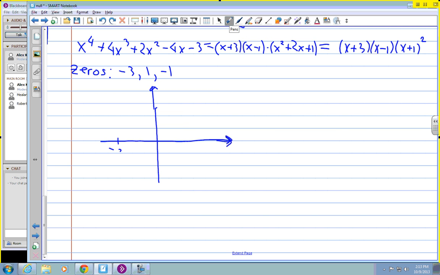So we had negative 3, negative 1, and 1. So the graph looks like that. It goes through negative 3 and positive 1, and it bounces off negative 1 because of that multiplicity. How about that? Is that okay? Because again, you're absolutely right. You're given a few to begin with.